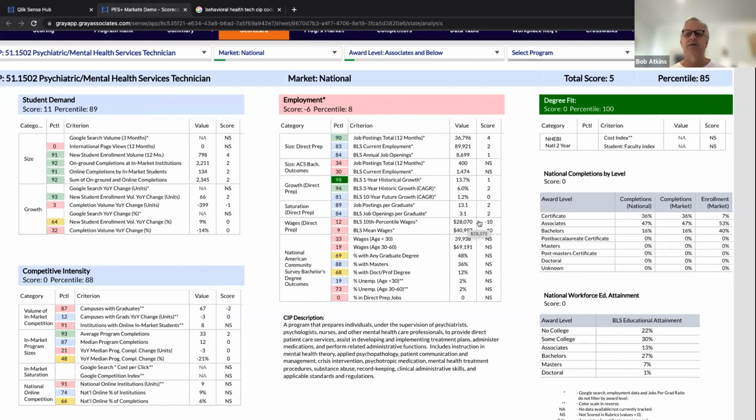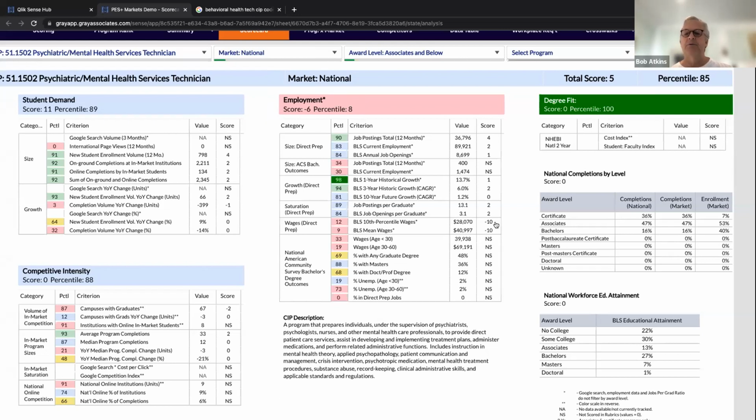Yeah, and the reason for that is it is really difficult to recover any student loan payments and so forth if you're only getting paid $28,000 a year these days. So we hit that with a pretty big negative score, and we see a program where the 10th percentile wages are below 30.